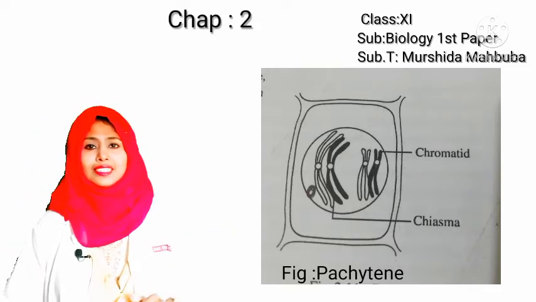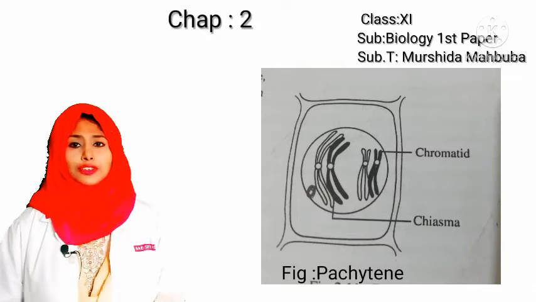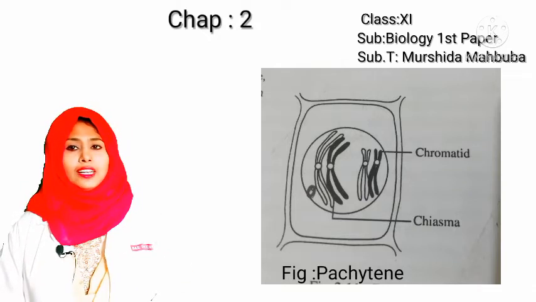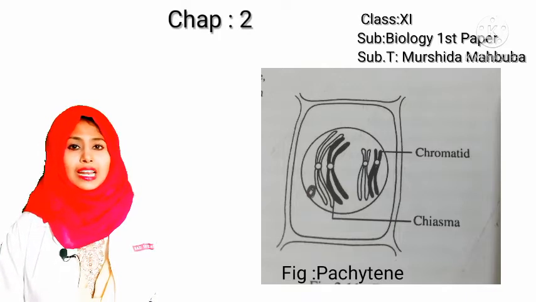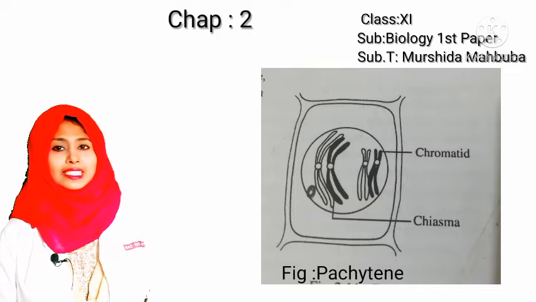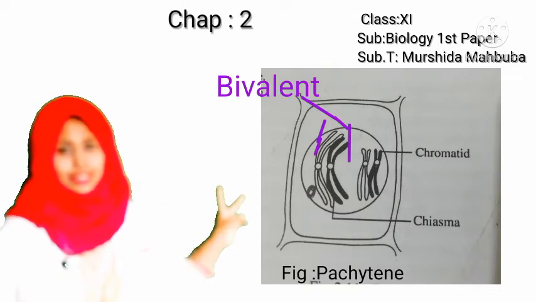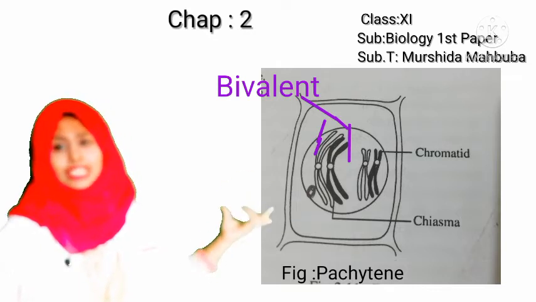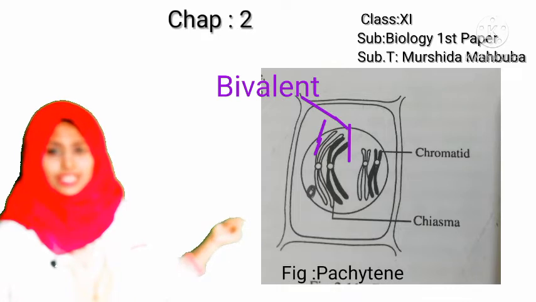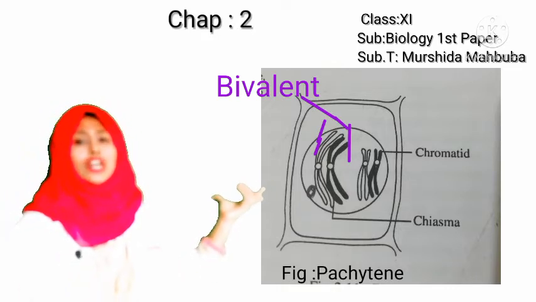Then pachytene. Pachys means thick and tene means thread. In this stage, the chromosomes become shorter and thicker. Each chromosome of each bivalent is found divided lengthwise, except at the centromere, into two chromatids. Therefore, there are 4 chromatids in each bivalent. Each bivalent with 4 chromatids is called a tetrad.